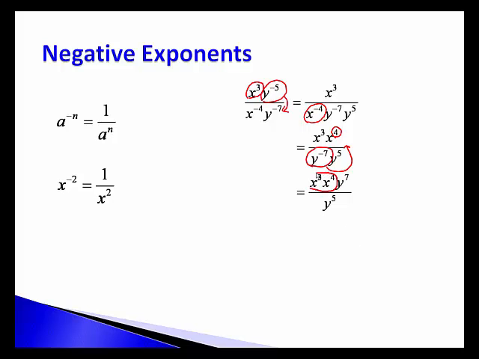Now, based on the exponent rules that we've just been looking at in this lesson, we should be able to combine these two things. They're like bases, and they're multiplied together. So when I combine those, I get x to the 7th power times y to the 7th power over y to the 5th power. Am I done?